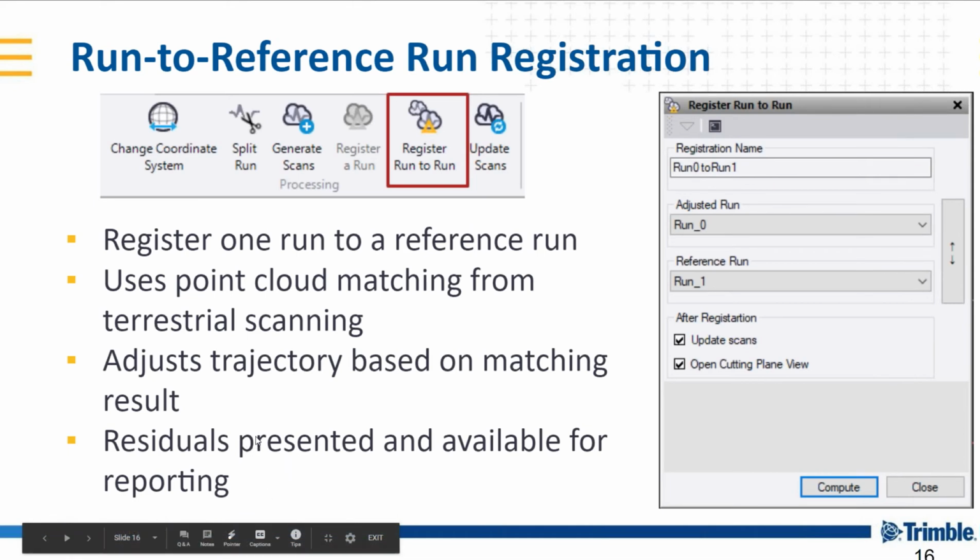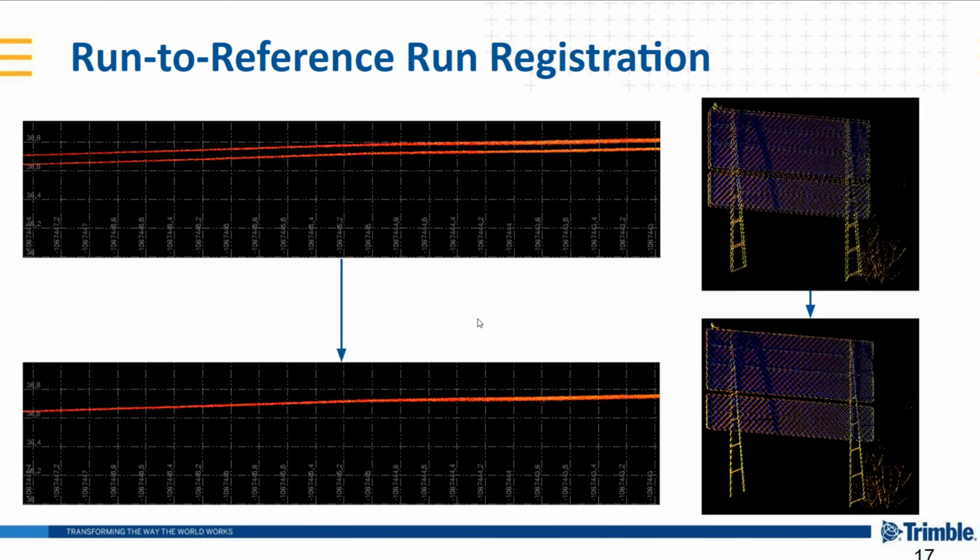And then again, residuals are presented and also available in the reporting. So in that reporting, if you register multiple runs, for each run-to-run registration, you would get an extra table with residuals. So you can do full quality control of that procedure. Just some screenshots to illustrate what's meant with run-to-run registration.